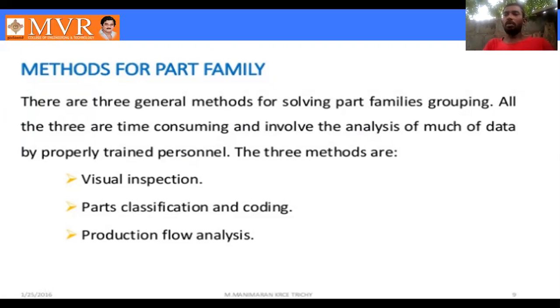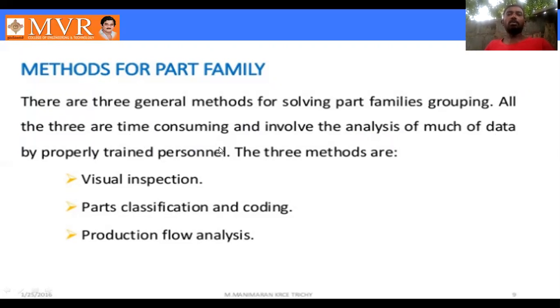So we have one problem. In industries we have a number of parts. For the purpose of collecting a number of parts, we can choose the part family. In part family we have three types of methods, and these methods solve the part families grouping. So that is the point here.